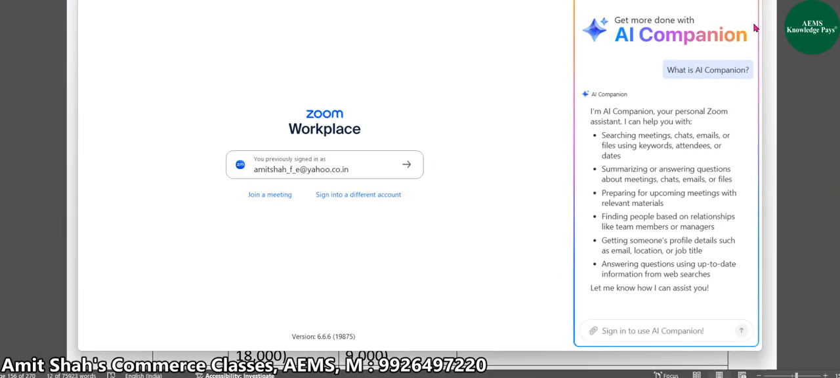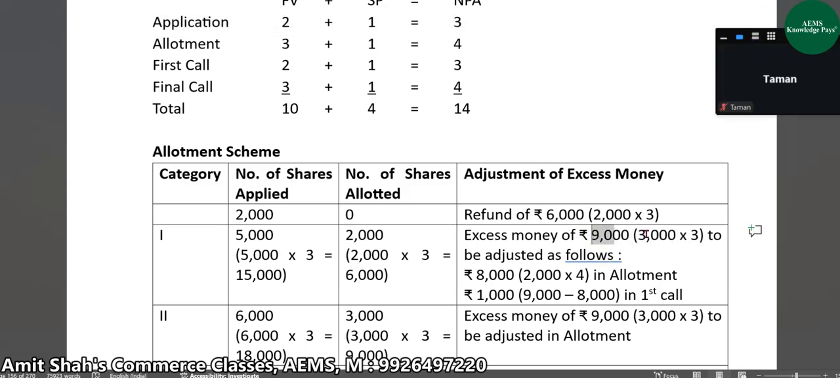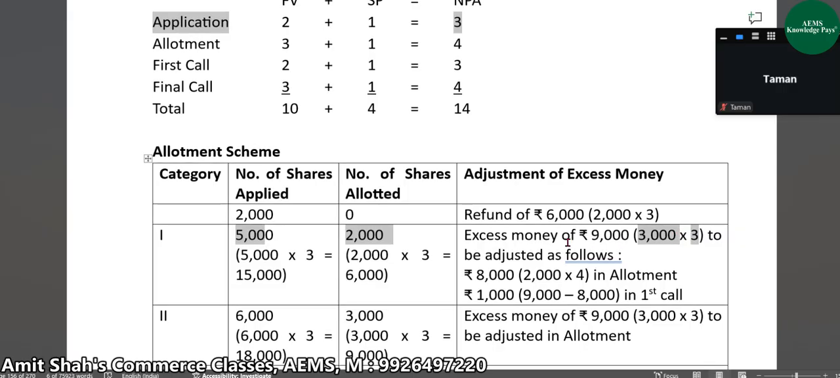I hope, right guys, Taman, I hope now this doubt is clear. How we have got excess money of 9,000 here. We have taken 3,000 as difference of applied versus allotted. This is number of shares 3,000 multiplied with application money of rupees 3 per share. Taman, is it clear? Yes, sir.